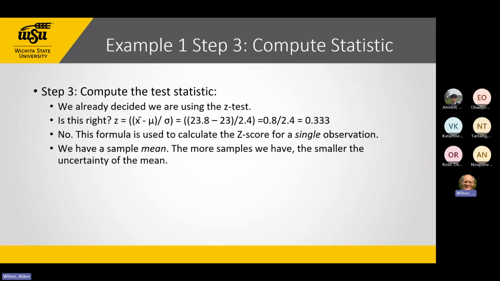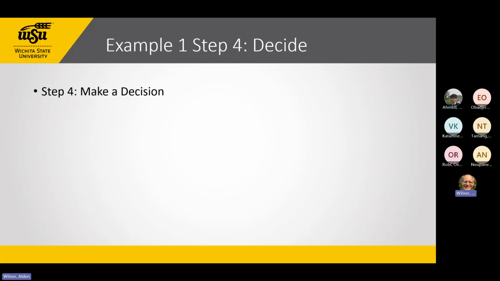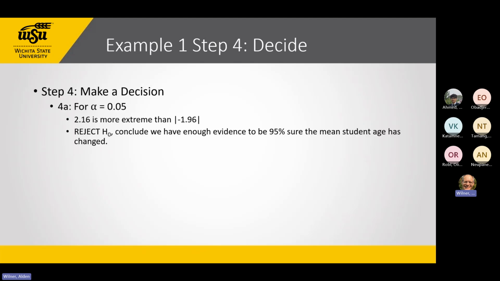Is that the right formula? No. What we have is we have a mean. We have multiple samples. So we have to actually use a different statistic. This z statistic is the mean we calculated minus the original mean divided by sigma, and that in turn divided by the square root of the sample size, because we have a bunch of samples. And now we get a statistic of 2.16. And this is the statistic we're going to compare against our alpha value.